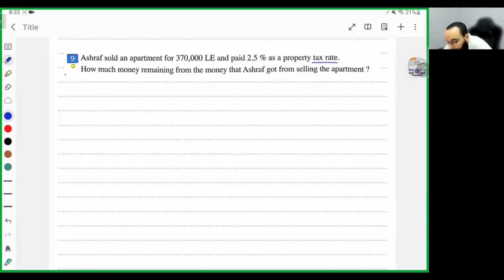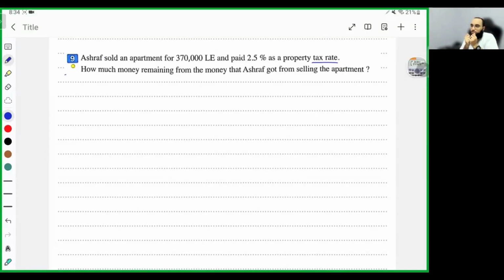How much money remaining from the money that Ashraf got from selling the apartment? If you sell the apartment by this price, you are required to pay a 2.5% tax on this selling. Okay, so right now again, you are selling an apartment. What is the price of the selling? 370,000 pounds.